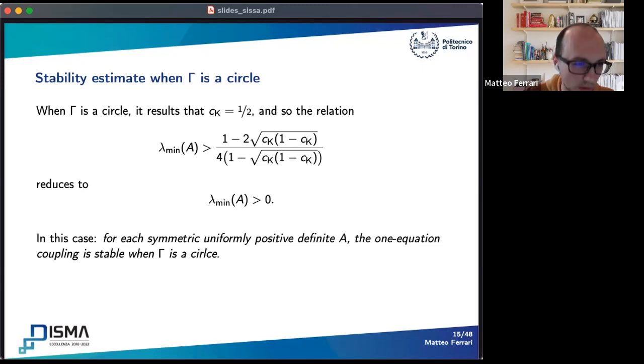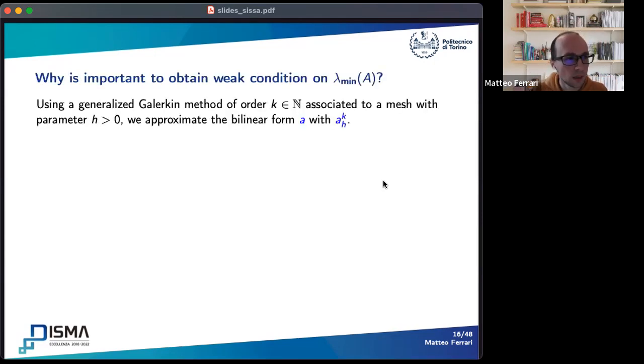A natural question before going into the details is why try to improve this type of results? Why do we need to allow for very strange A with eigenvalues very small? If we are solving problems in heterogeneous regions with some jumps of this eigenvalue, then this is really important. But in my case, I have a more precise reason, because of using a generalized Galerkin method, a Galerkin method where we approximate the bilinear forms other than in the Sobolev space, and let's say that we approximate A with A_h^k, where h is the mesh parameter, and k the order of the method.